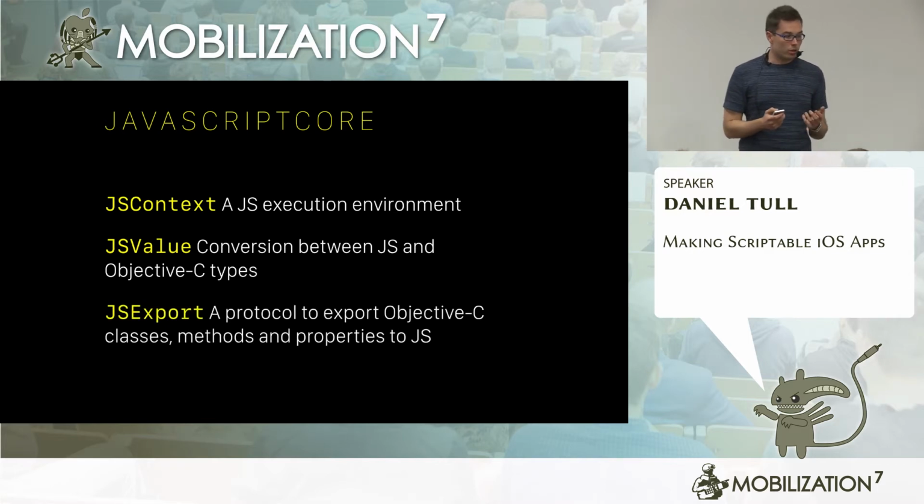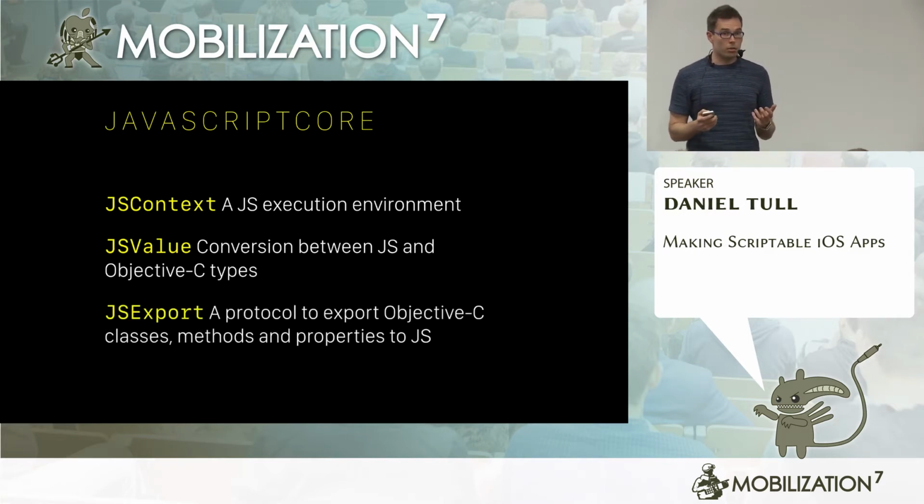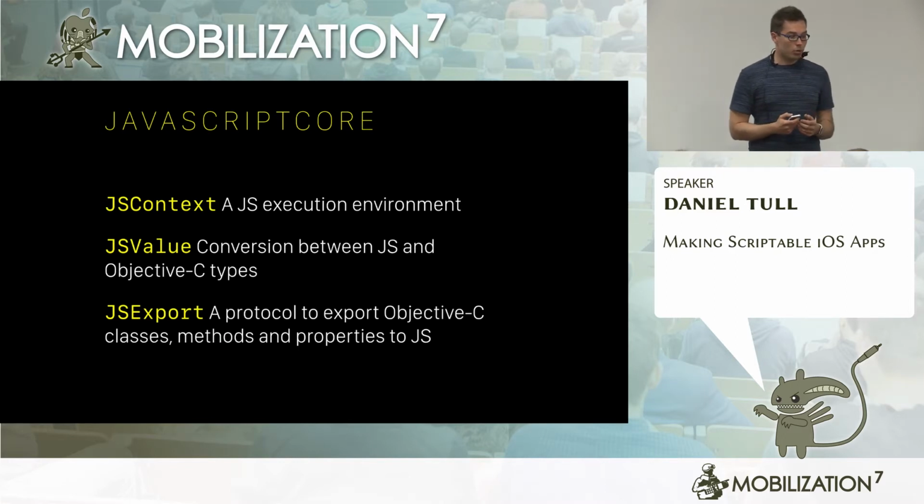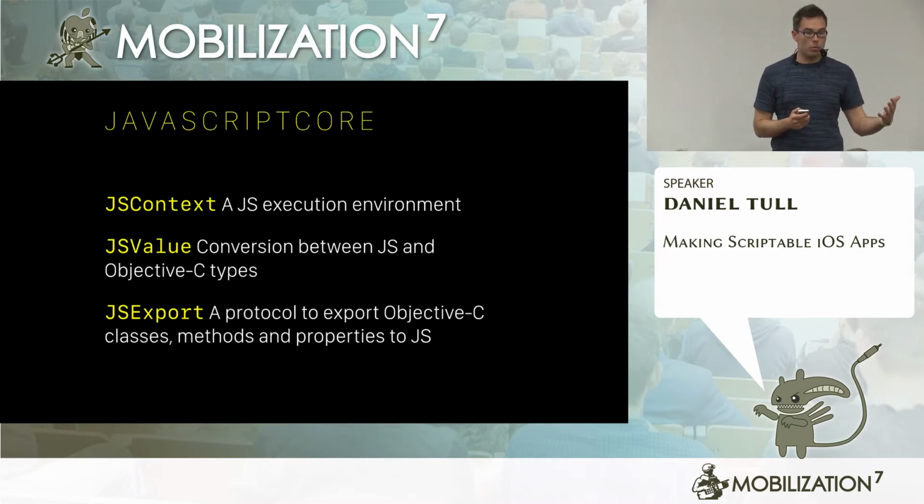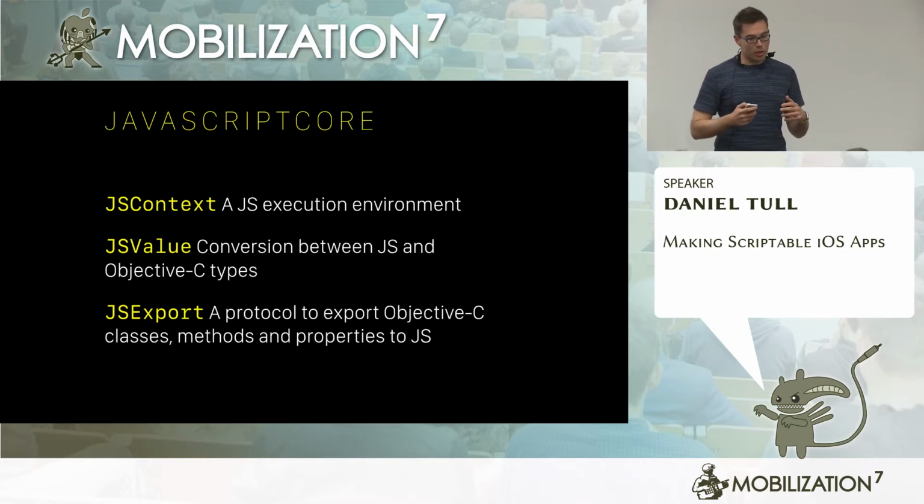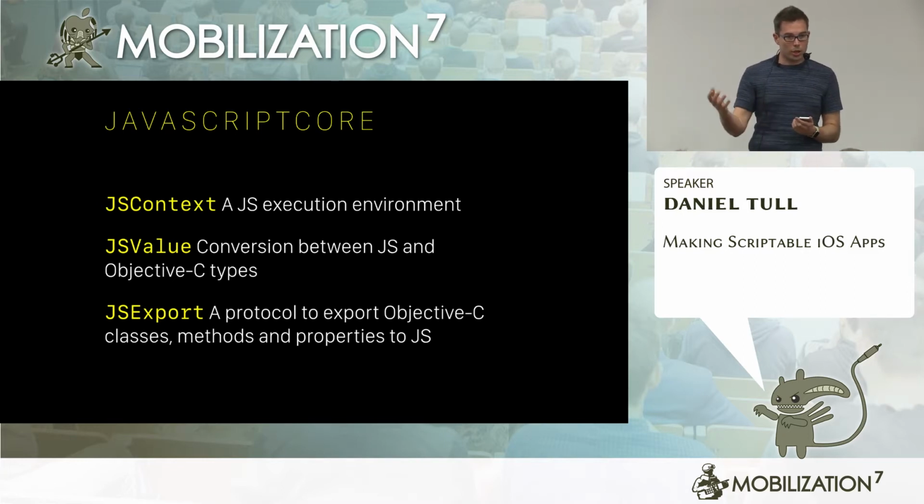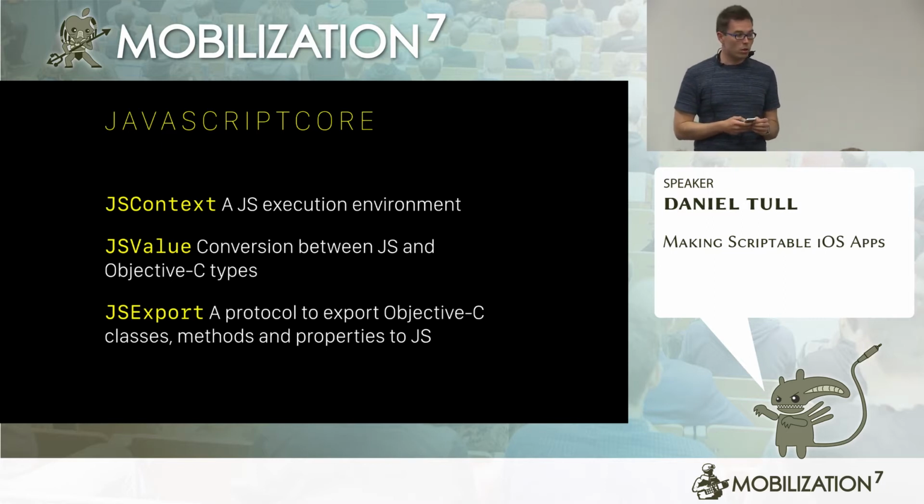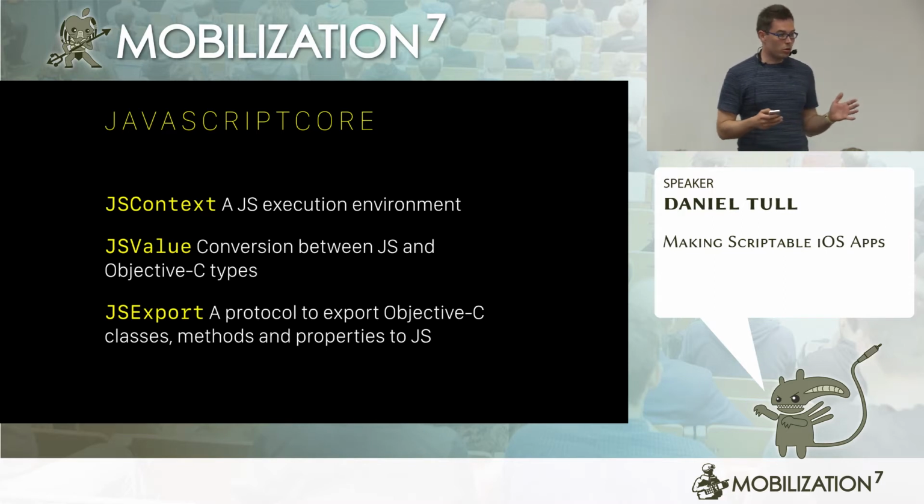And the biggest part of this, in terms of writing to make something scriptable, is JS export, which is a protocol, and you will define protocols that implement that protocol, so kind of sub-protocols, and each of those sub-protocols will dish out methods and types to the JavaScript context. And most of this talk is going to be focusing about how to do that.